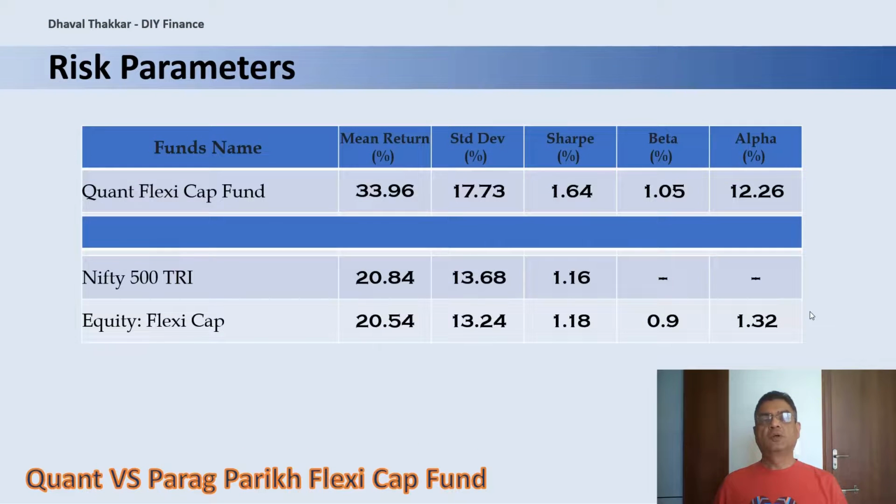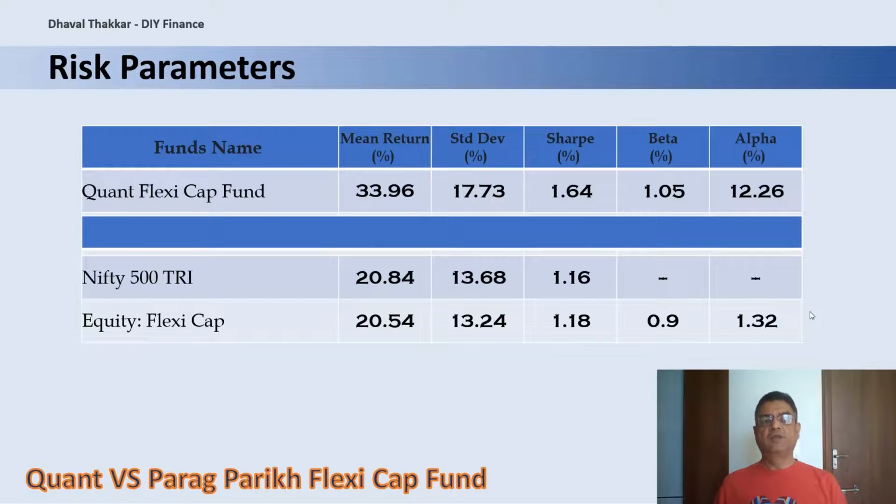Let's firstly look at Quant Flexi Cap Fund. First one, mean returns, that is the average return in a year, which is 33.96, which is more than both the category average and the benchmark. Here, higher the value is better.